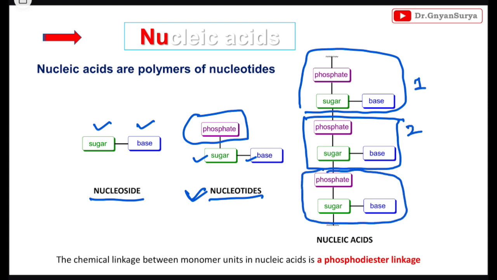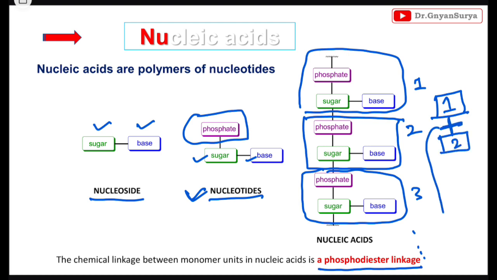One, two, three, likewise so many nucleotides form the nucleic acid. It is a polymeric chain, and there is a phosphodiester linkage between two nucleotides. Suppose this is one nucleotide and this is the second nucleotide, which are linked by a phosphodiester linkage. The linkage between two nucleotides is a phosphodiester linkage.